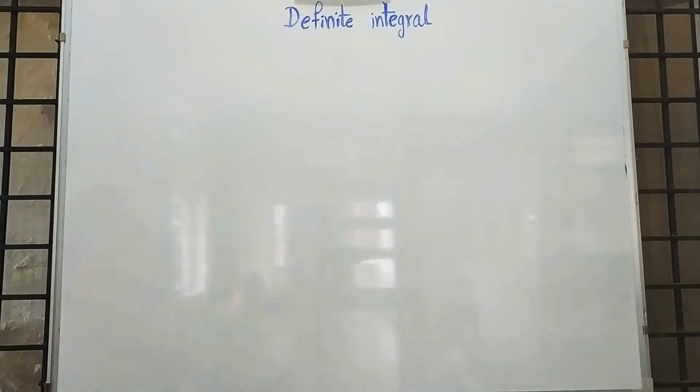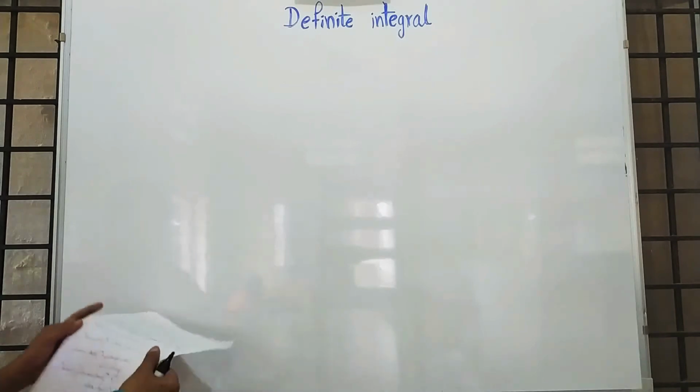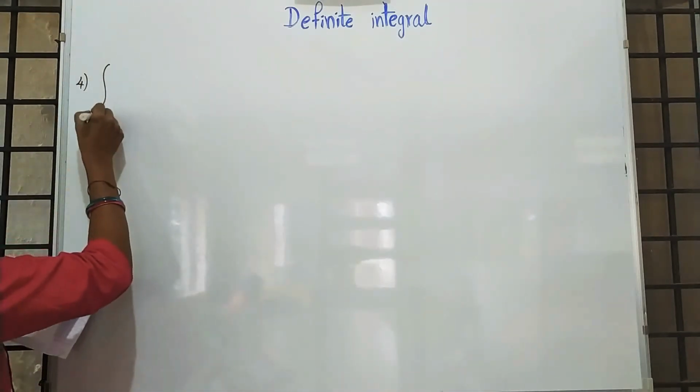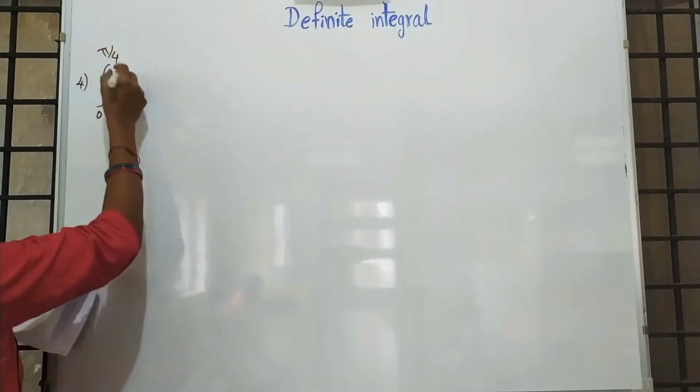Moving to the fourth example. See, the sums are very simple and I am giving you again in the simplest form. Fourth question, integration of 0 to pi by 4 tan square x.